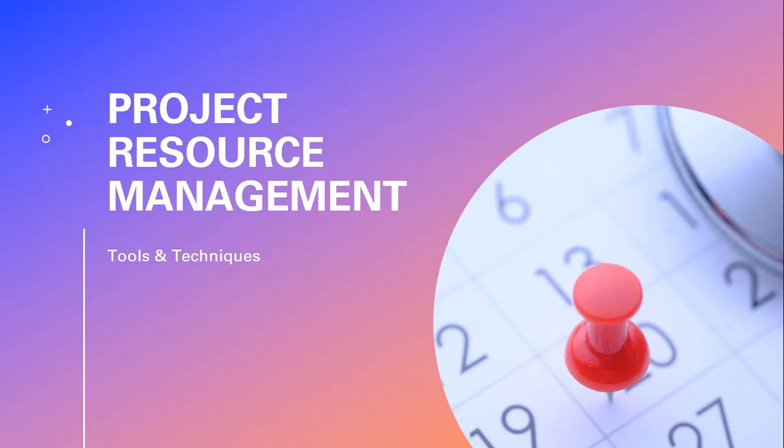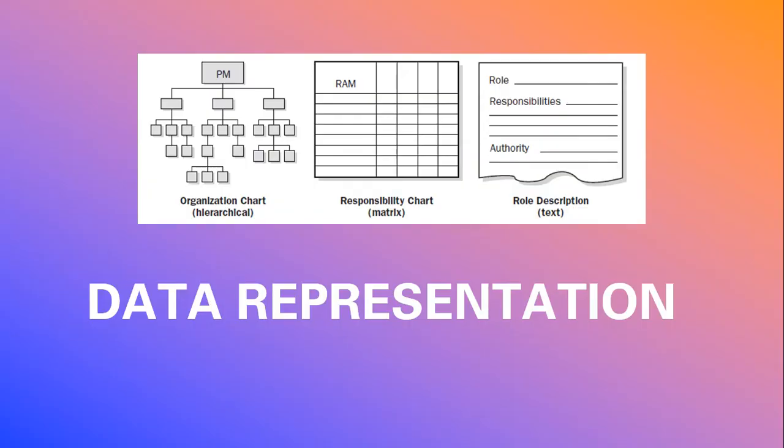Each and every process involved in project management has been divided into 3 parts: inputs, tools and techniques, and outputs. But today in this video I am just going to talk about the tools and techniques of all 6 processes of project resource management. Our first tool and technique, which is part of plan resource management, is called data representation, which has organization chart, responsibility chart and role description.